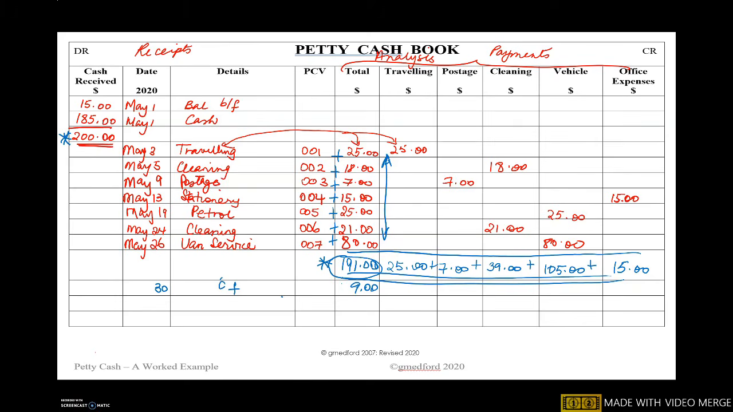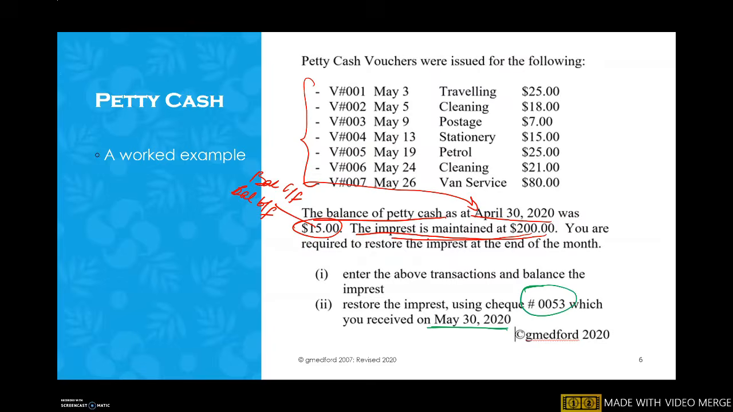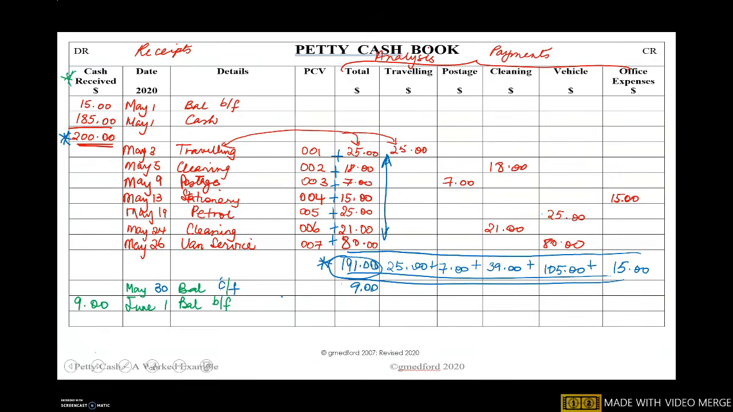So to begin our period, June 1st, we have a balance brought forward of $9. Note, the $9 is being entered into the cash received column. If we look here, we're going to see underlined in green and circled by check number 0053, you received on May 30th, you are to restore the imprest. Remember, the imprest is maintained at $200.